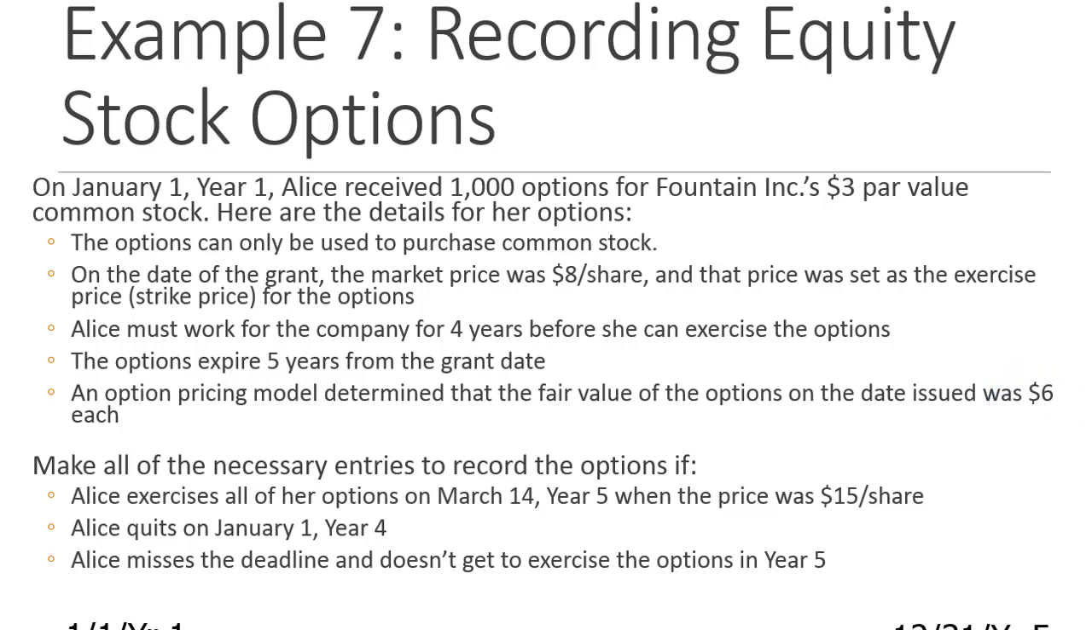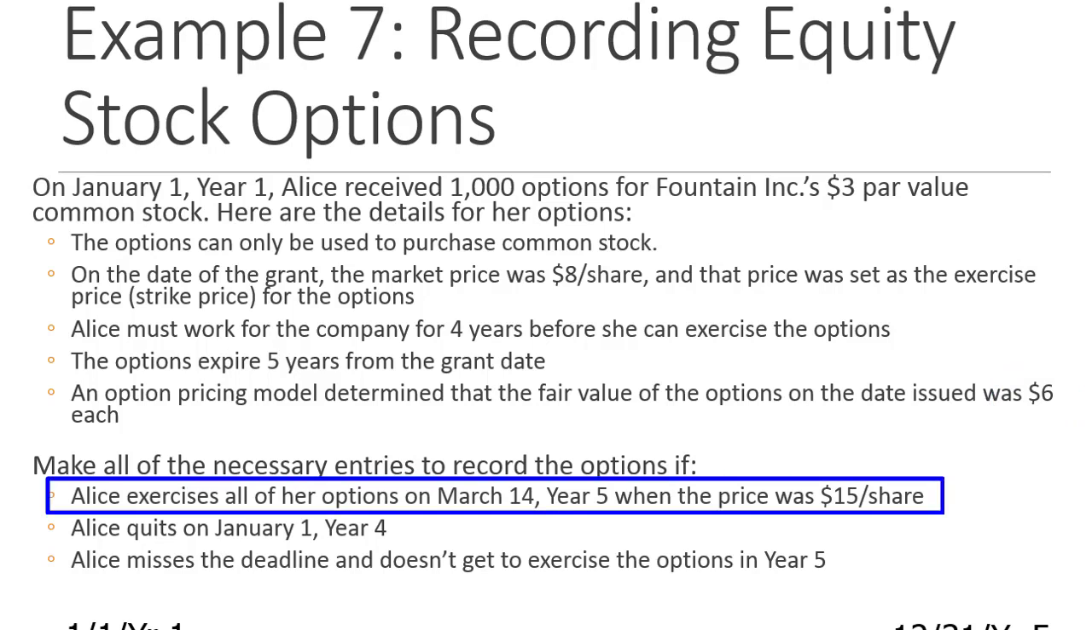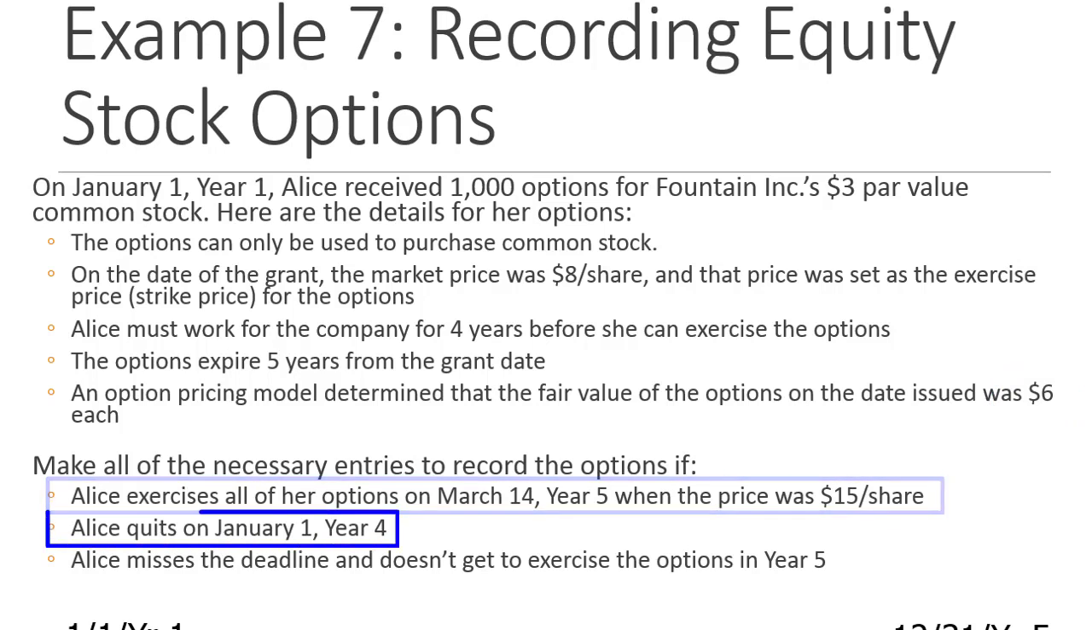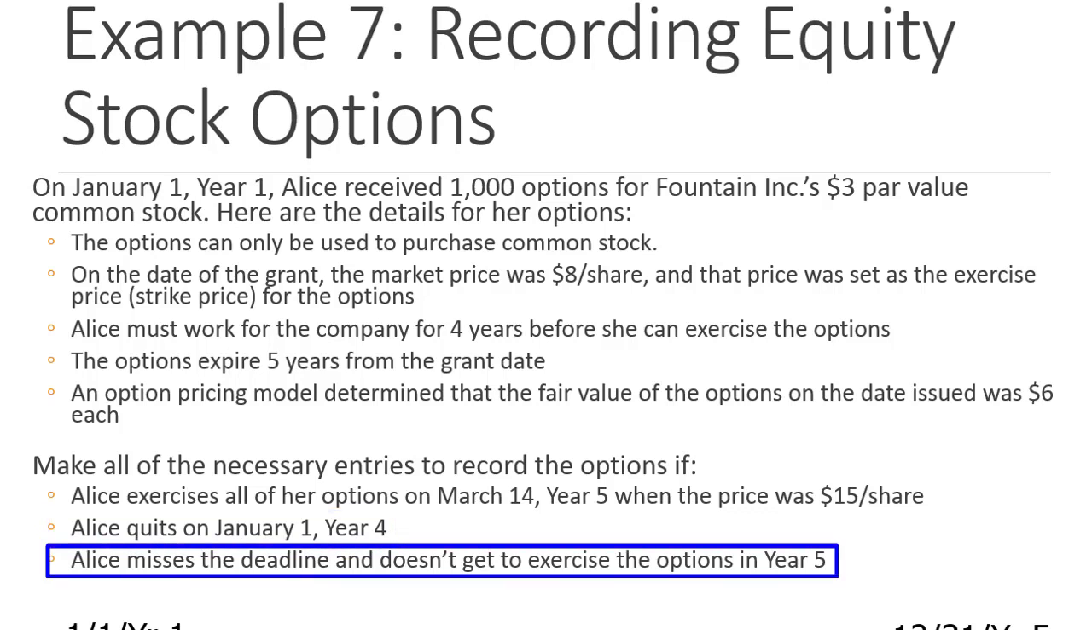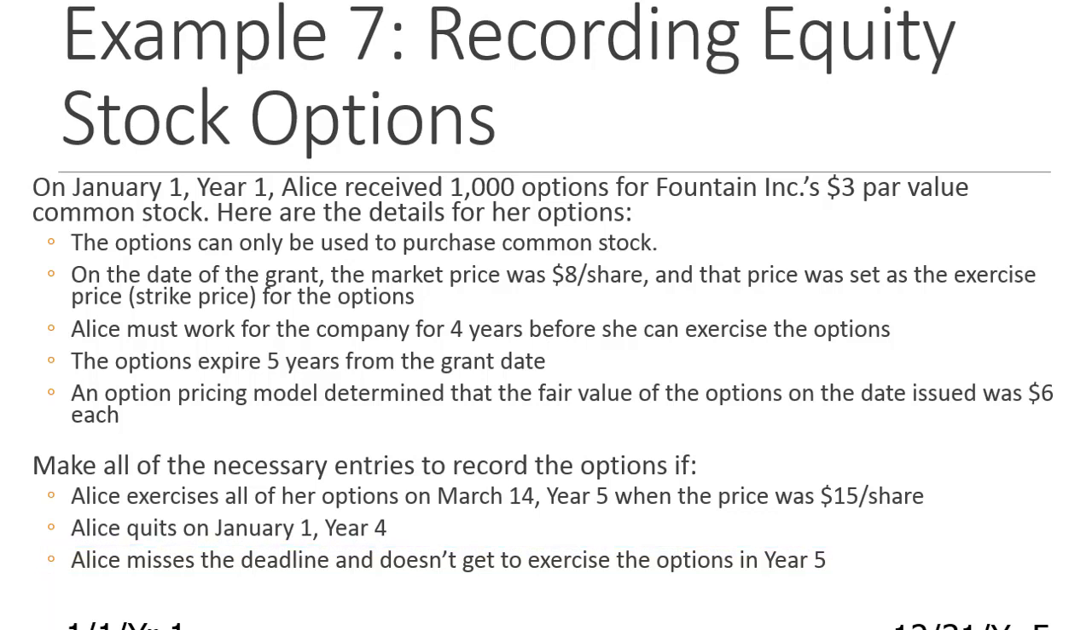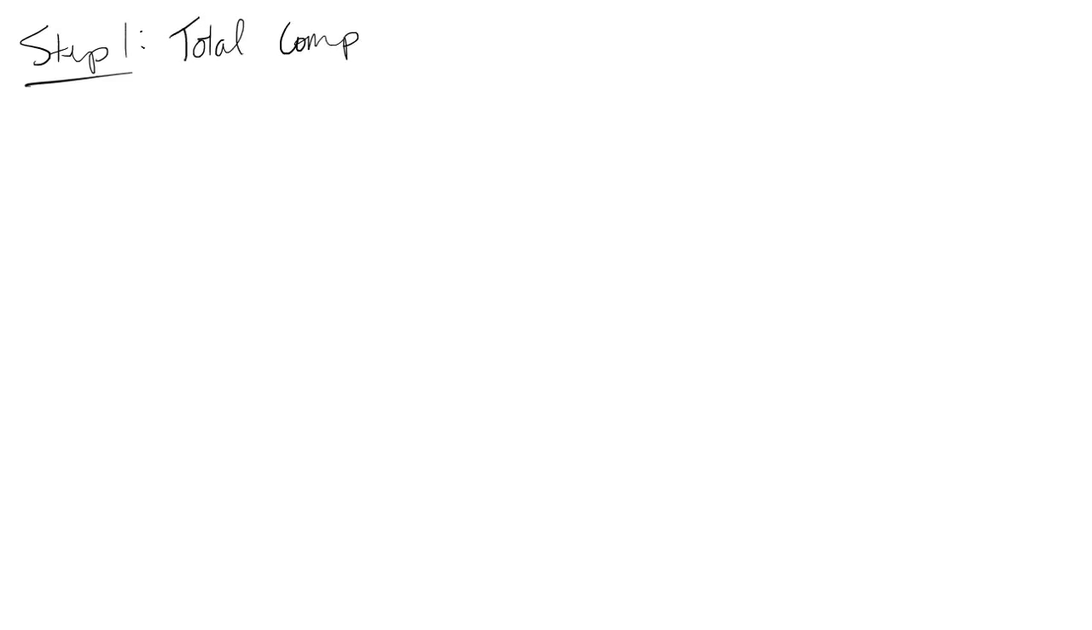We want to do all of the necessary journal entries. If she exercises the options on March 14th of year 5, if she quits on January 1, year 4 and loses the options, if she misses the deadline in year 5 and just doesn't get the money. Let's start with step 1, obviously, which is to calculate the total compensation expense, also known as the total fair value of the options.